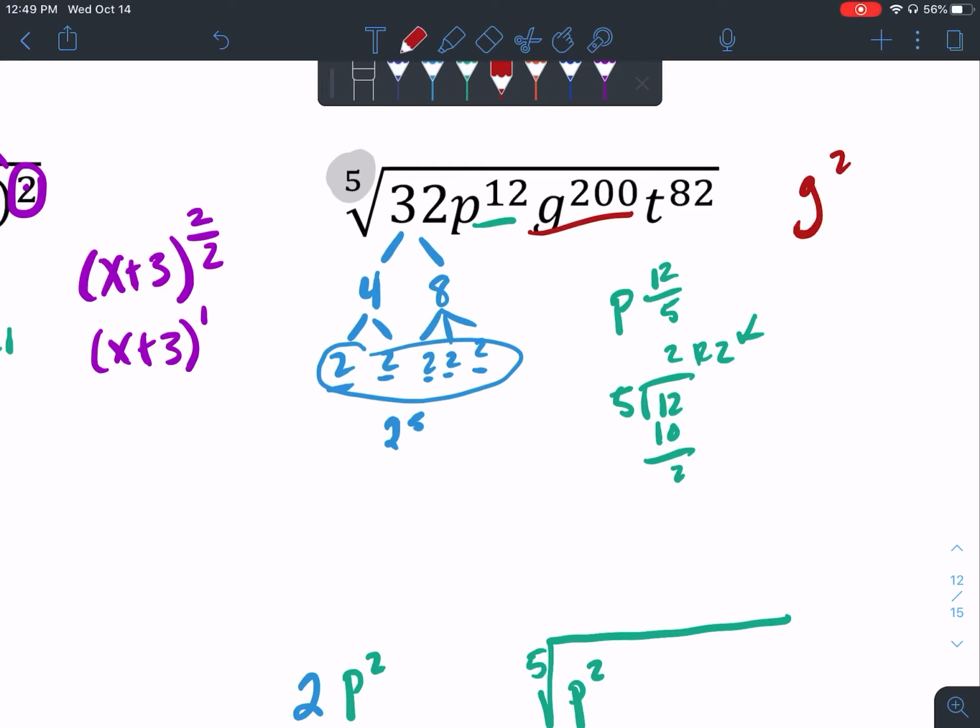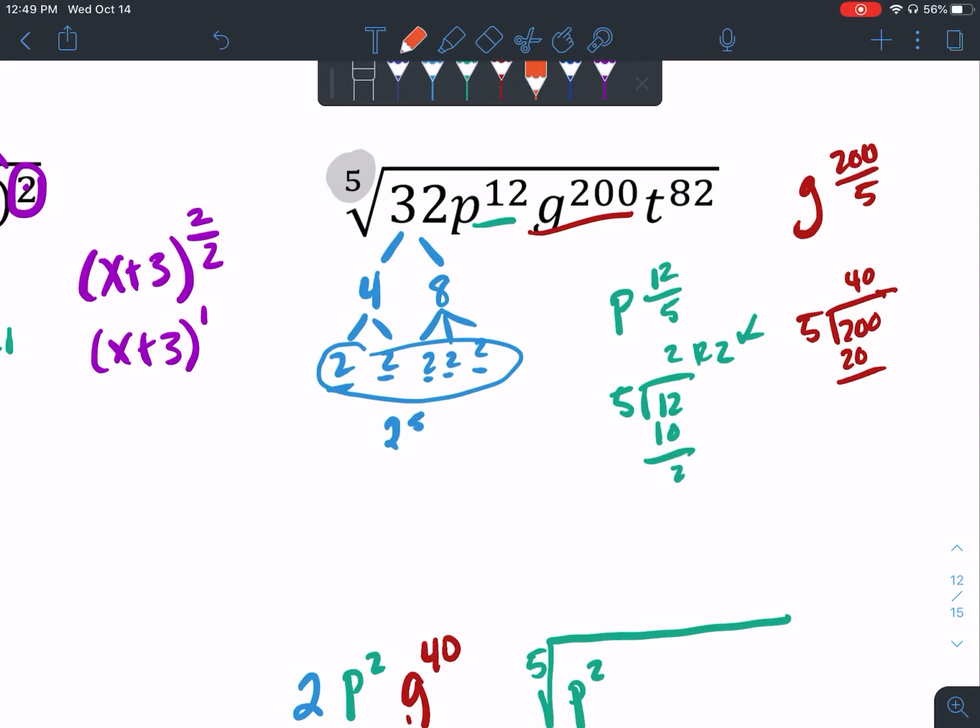g becomes g to the 200 divided by 5. So I do 5 into 200. If you don't know that one, we can do it out. 5 into 20 is 4. And then we do the 0 to catch the zeros up. So it would be 40. That means we're going to have g to the 40 on the outside.